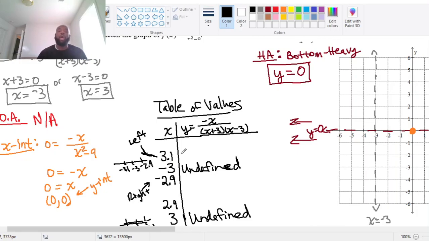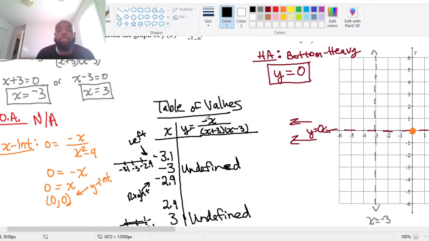So all I really need to know is whether when I plug in -3, am I going to get a positive or a negative output? Because if it's positive, I'm going to approach infinity, and if it's negative, I'm going to approach negative infinity. So I'm going to plug in -3.1. Okay, that's the negative sign there.